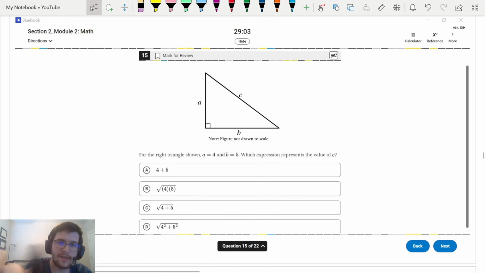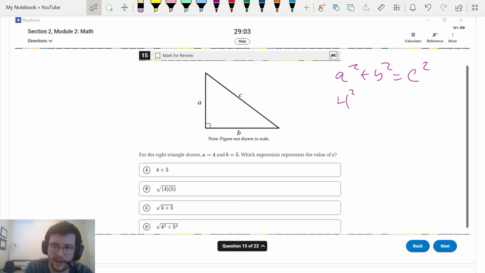A equals 4 and B equals 5. Okay, so for Pythagorean theorem. So Pythagorean theorem, it's true for all right triangles. A squared plus B squared equals C squared. They told us A is 4 and B is 5. So 4 squared plus 5 squared equals C squared. And then you take the square root of both sides and you get C equals the square root of 4 squared plus 5 squared.